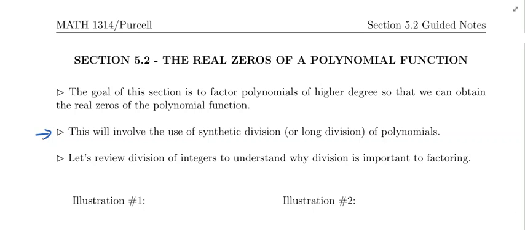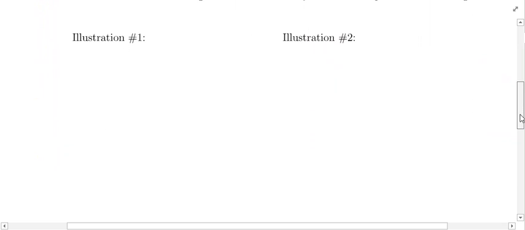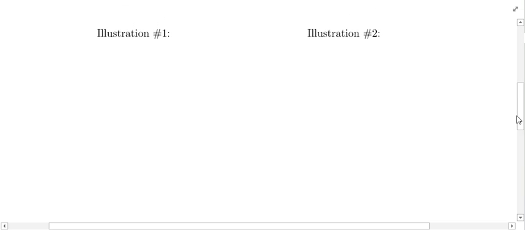Before we jump into this whole process, I'm going to review the division of integers, that just means numbers, to understand why division is important to factoring. So I'm going to give you two illustrations of just doing division with numbers, because there will be some key takeaways from this that will also apply to the division of polynomials. In illustration 1, let's try to take 453 and divide it by 3.